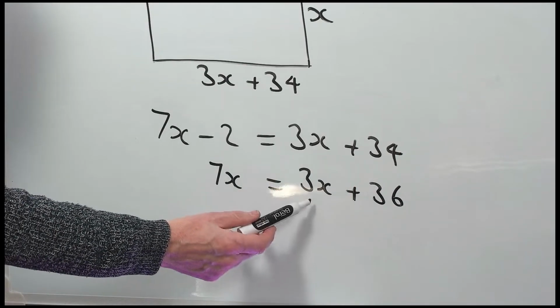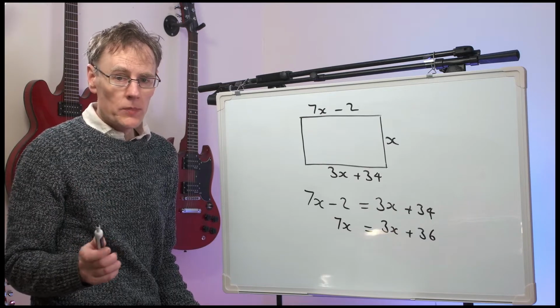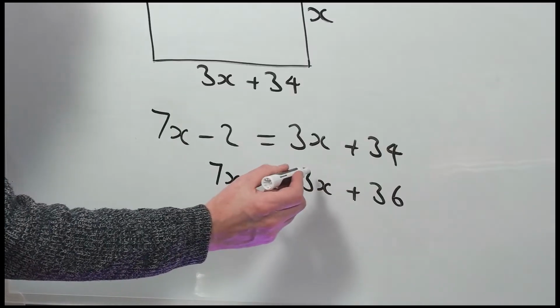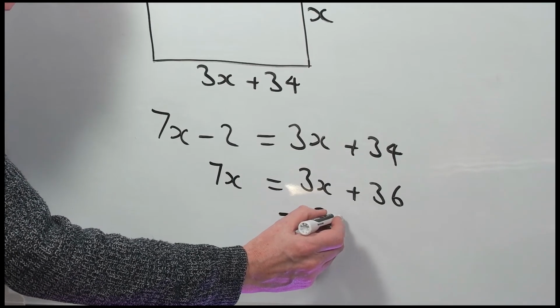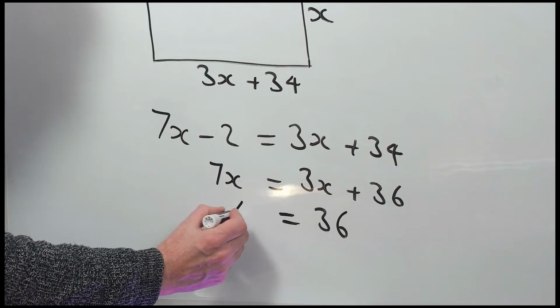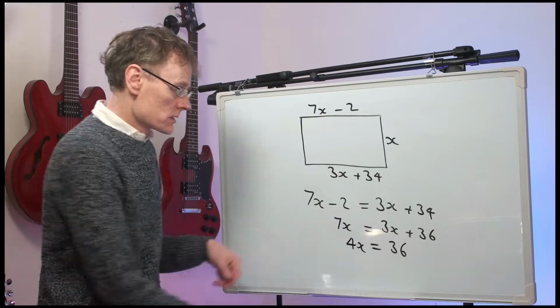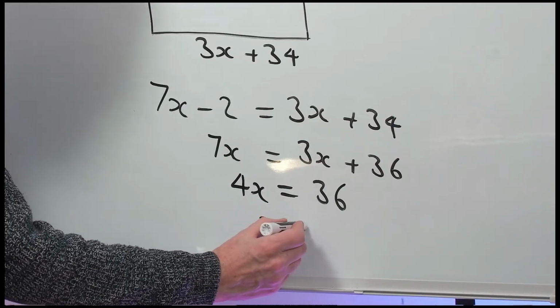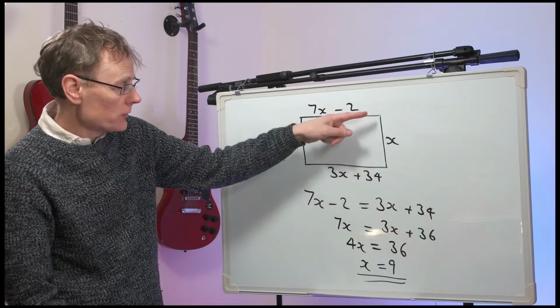Now, I want to get rid of this 3x. So I need to take away that 3x, and I must do the same thing to both sides. So I take away 3x from that side, I'm left with 36. So I take away 3x from that side. 4x is 36, so x equals 9. So now we know x equals 9.